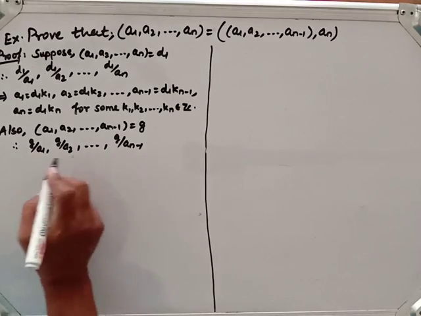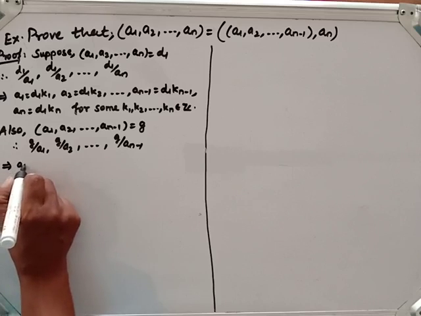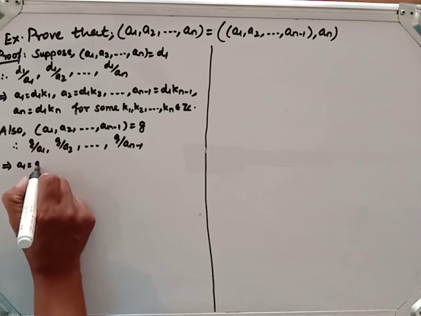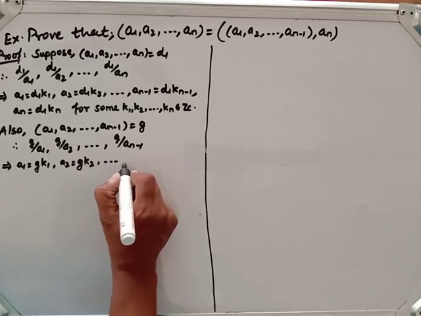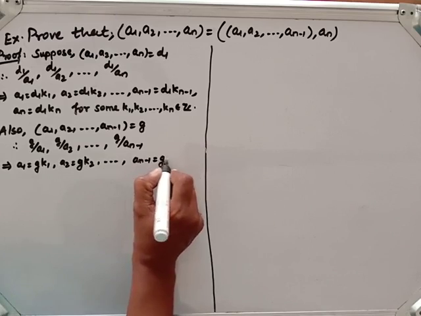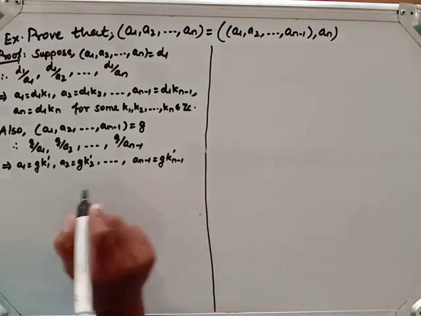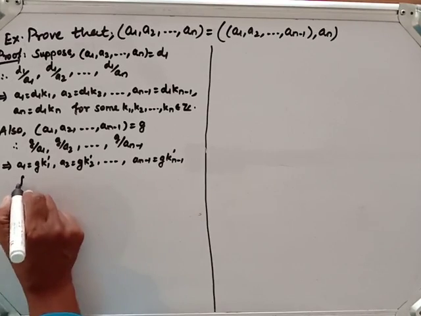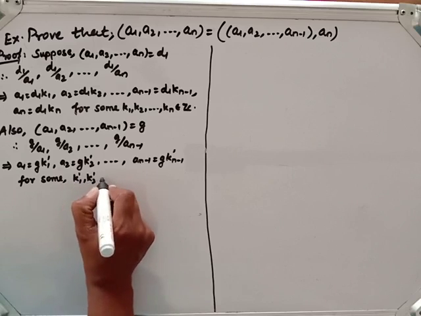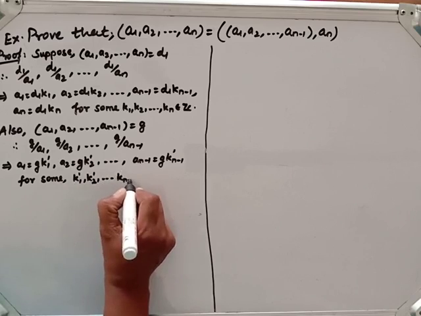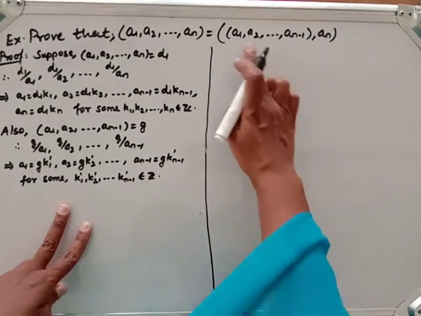So as this divides each one, again by the definition of divisibility we get A1 is equal to G K1 dash, A2 is equal to G K2 dash and so on up to AN minus 1 is equal to G Kn minus 1 dash, for some K1 dash, K2 dash and so on up to Kn minus 1 dash, which are integers.